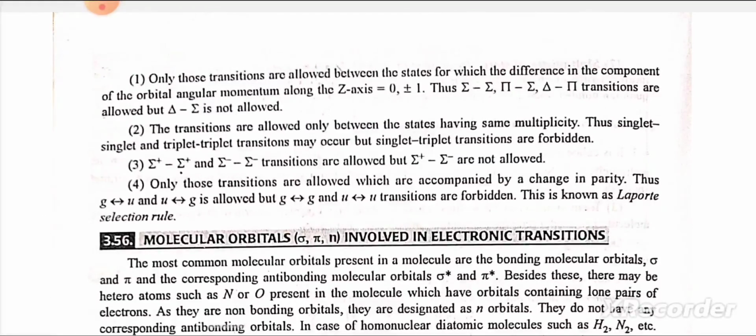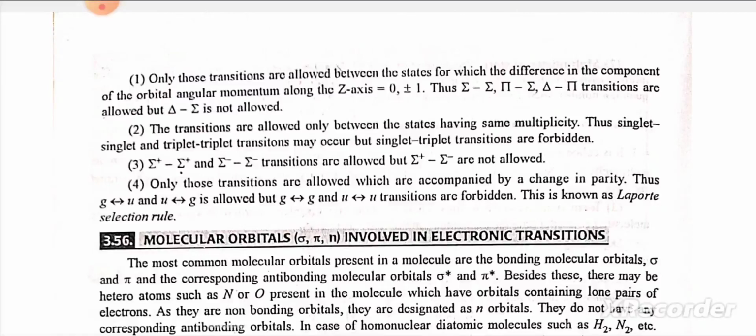Only those transitions are allowed between the states for which the difference in the component of the orbital angular momentum along the z-axis is equal to 0 plus or minus 1. Thus, Σ–Σ, Π–Σ, Δ–Π transitions are allowed, but Δ–Σ is not allowed. The transitions are allowed only between the states having the same multiplicity. The singlet-singlet and triplet-triplet transitions may occur, but singlet-triplet transitions are forbidden. Σ+–Σ+ and Σ−–Σ− transitions are allowed, but Σ+–Σ− are not allowed.